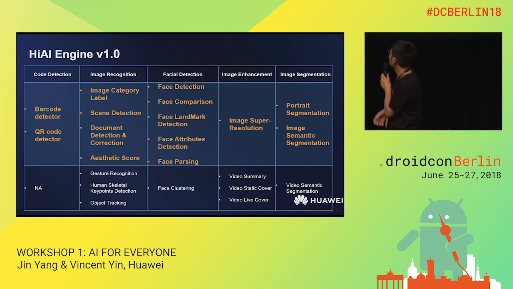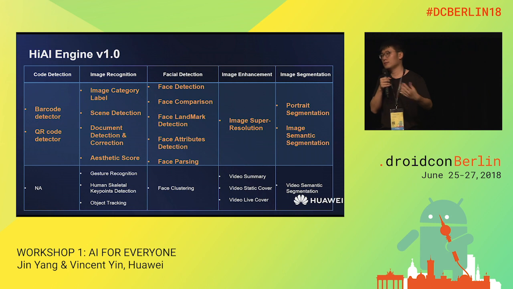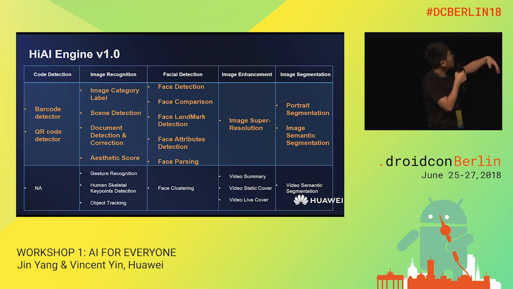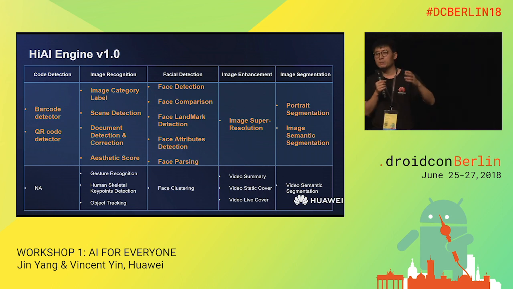And you can see we provided barcode, QR code detector, image category label, scene detection, document detection, correction. We also provided this cool ability. OK, this is called aesthetic score, which can rate your photos, can judge the beauty of your photos. I think it's amazing. And we also provided a rich facial detection API. And for image enhancement, we gave the image super resolution, which really improves the quality of your photo. And for segmentation, we both provided the portrait and the image semantic. And the third line, the bottom line, this API is not opened outside China yet, so I think they will meet you soon, OK?